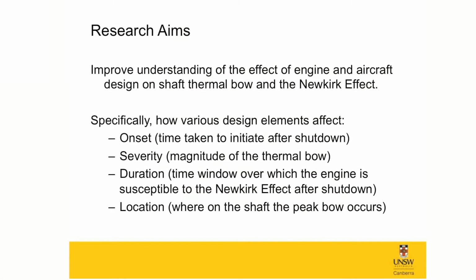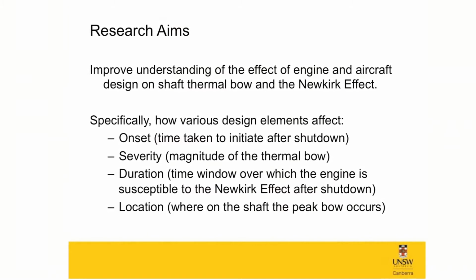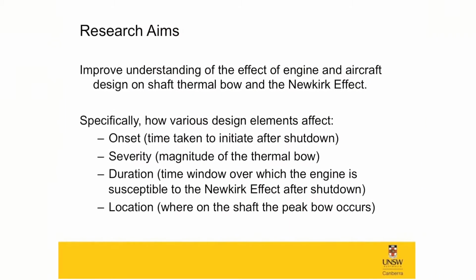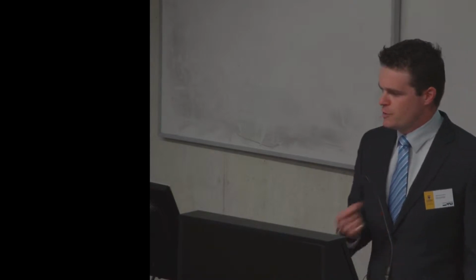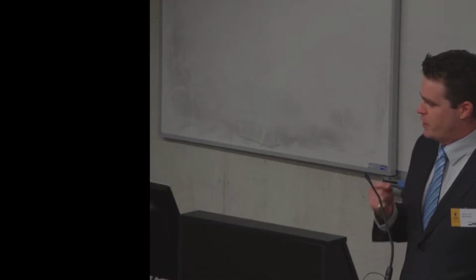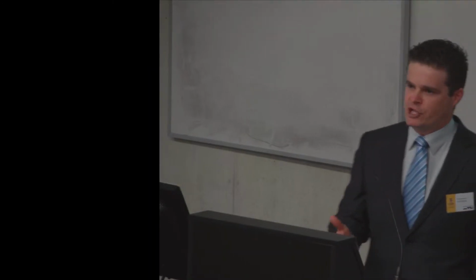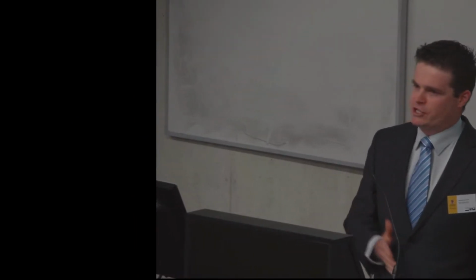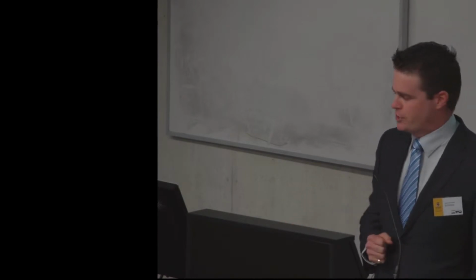My research aims are to improve an understanding of this mechanism, both the engine design aspects and also the integration aspects, how you install an engine into an aircraft, to understand how they affect that thermal bow and subsequently how they can lead to the Newkirk effect. Specifically, I'm looking at certain aspects of the effect: the onset time, the time taken after shutdown to reach a certain level of bowed condition; the severity, or how bad the bow actually gets after a given period of time; the duration, so the period of time over which the engine is susceptible to that bowed condition; and the location, so where on the shaft the peak bow actually occurs.